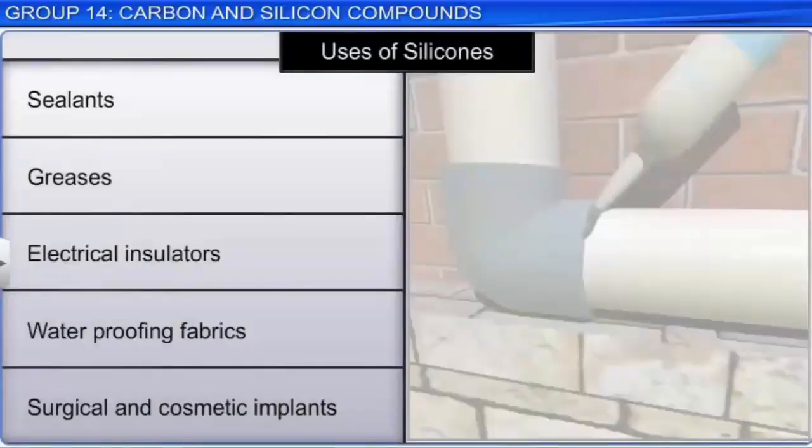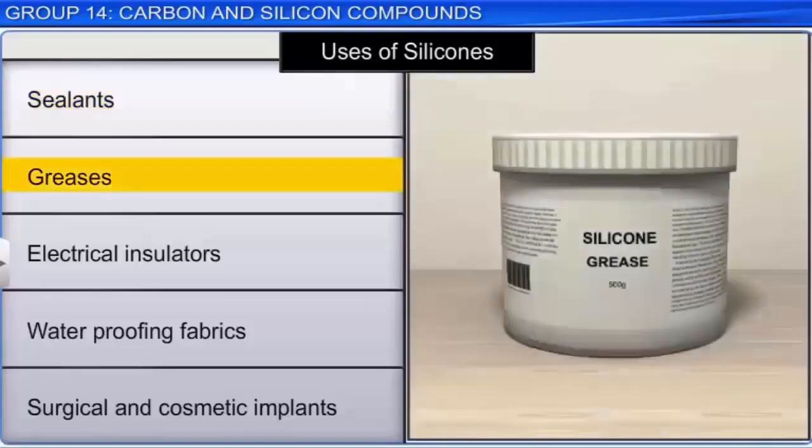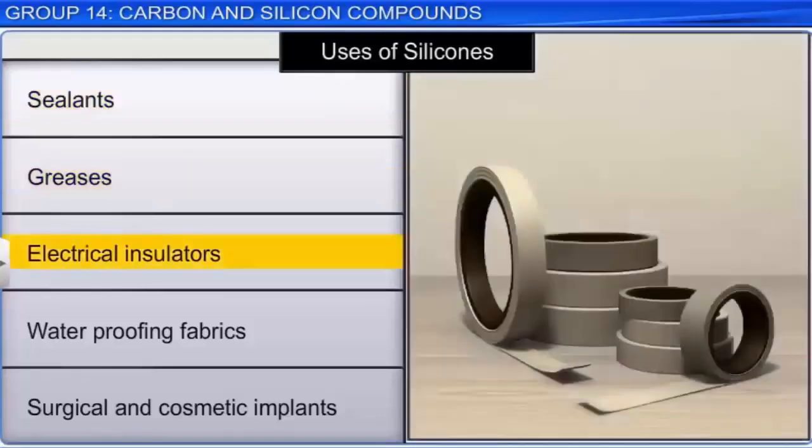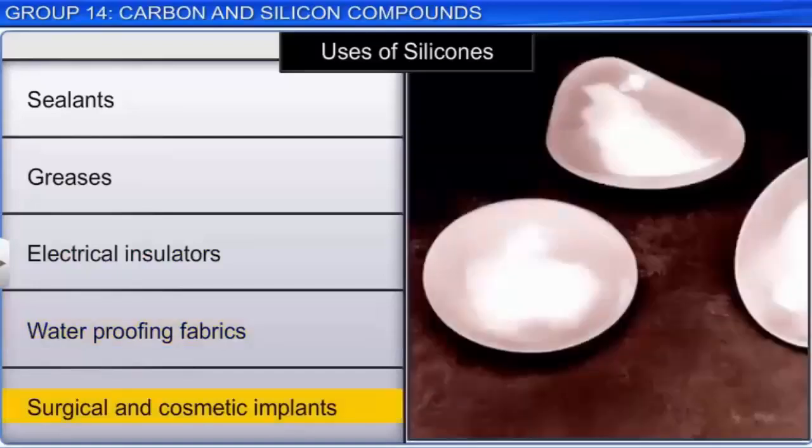Silicones are used as sealants, greases and electrical insulators, as well as for waterproofing fabrics. They are also used for surgical and cosmetic implants, as they are biocompatible.